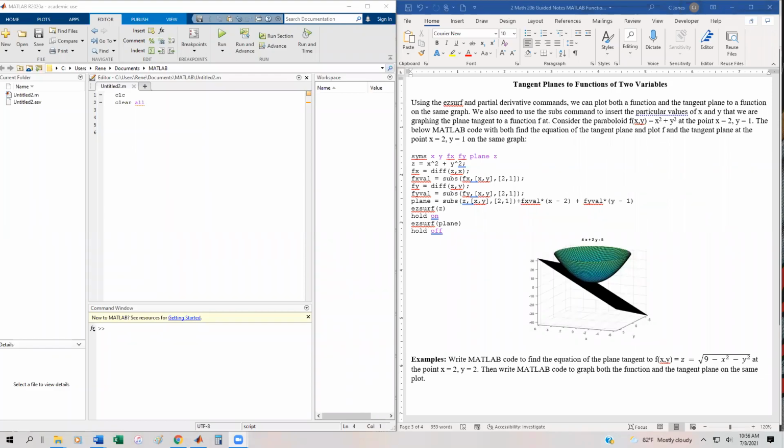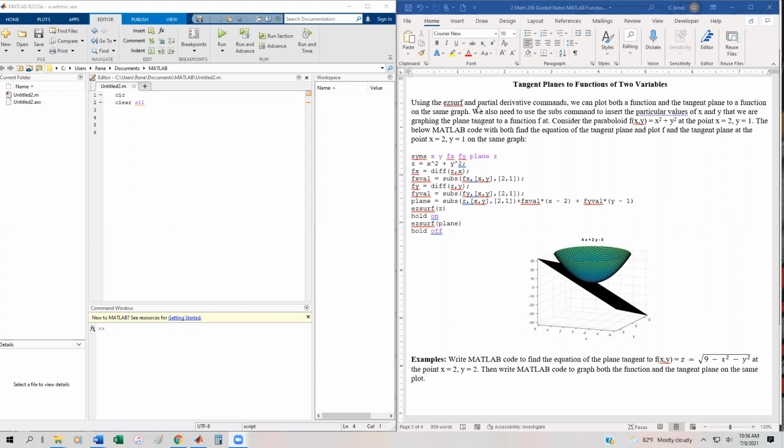In the previous videos in this section, we took a look at how we can go through and graph a function of two variables, and then also how to find partial derivatives. One of the outcomes of that is being able to find the equation of a tangent plane to a function at a specific point, and that's what we're going to look at in MATLAB.